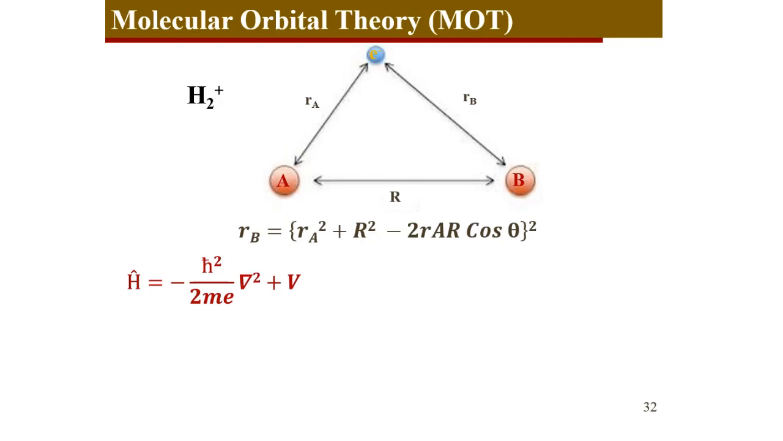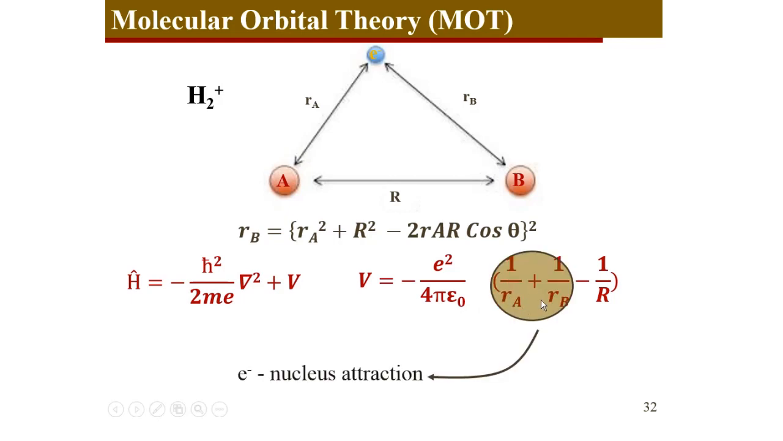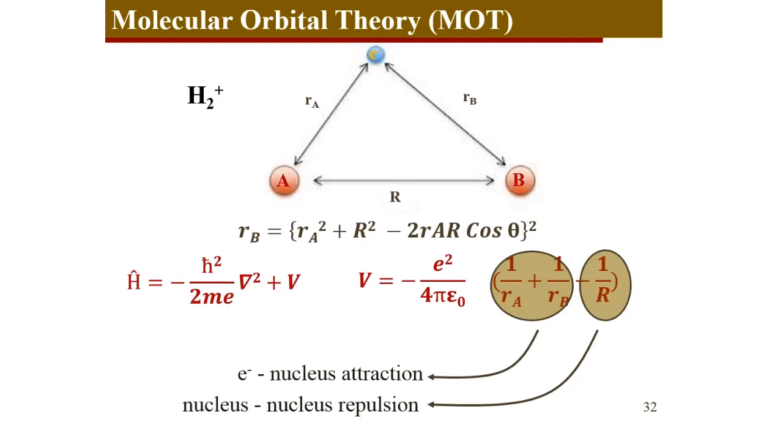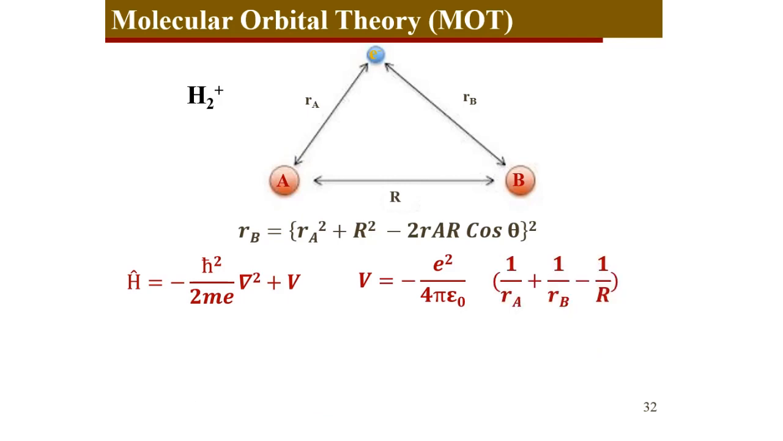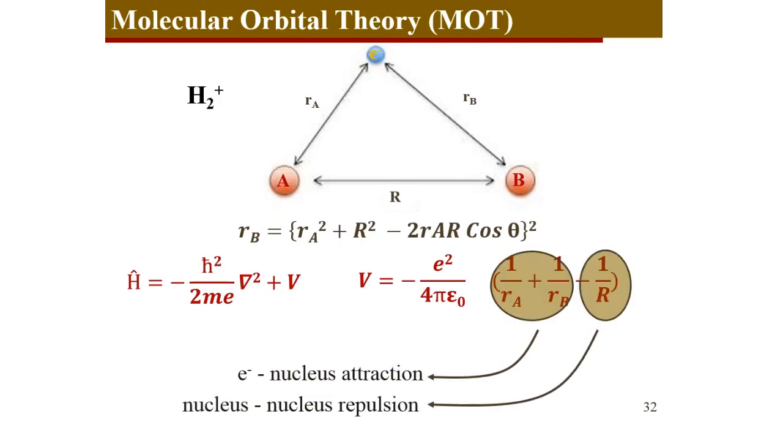and the Hamiltonian for this system involves, we know this, h cross squared over 2me, with me the mass of the electron, and del squared is a differential operator, and this is the potential energy component. The potential energy component involves all three distances. The first two distances are the nucleus to electron distances and indicate the electron-nucleus attraction, whereas the third component, the capital R term, indicates the nucleus-nucleus repulsion. So these two terms give the attractive interaction, and the third term gives the repulsive interaction.